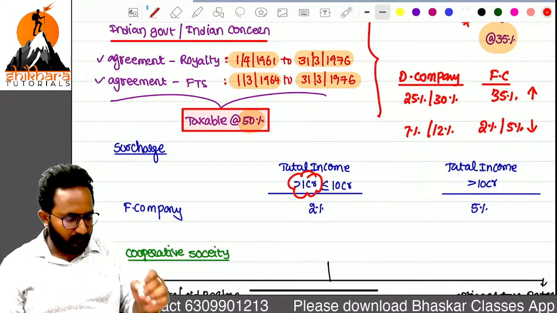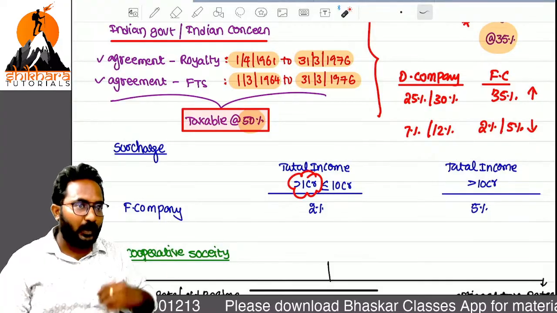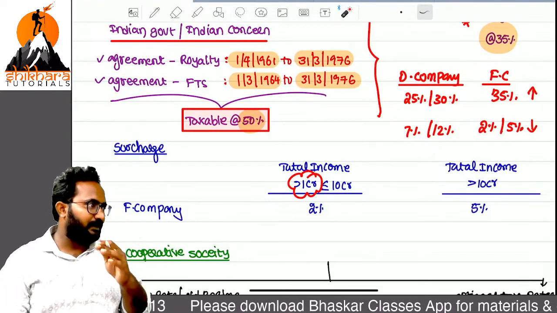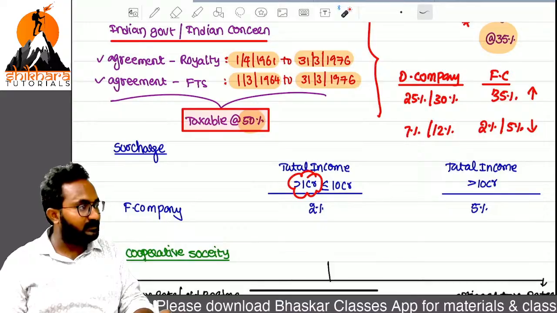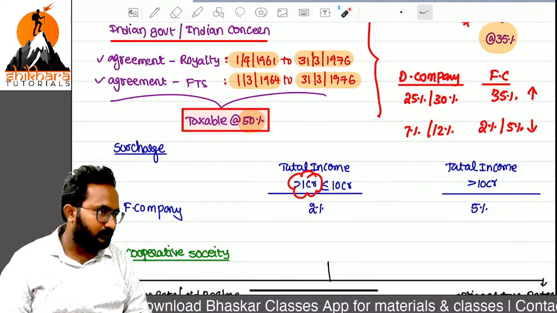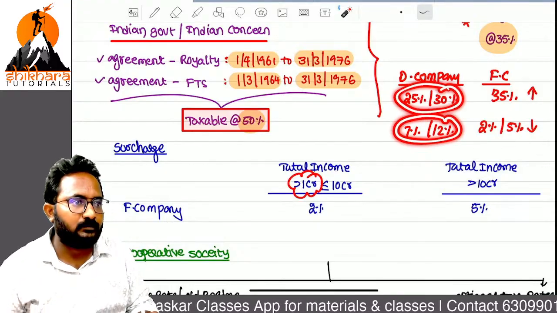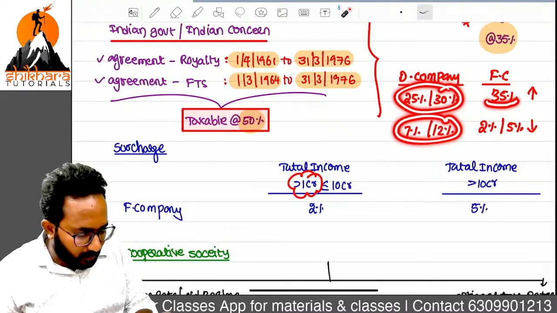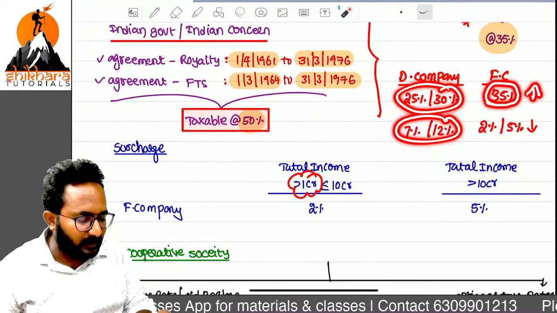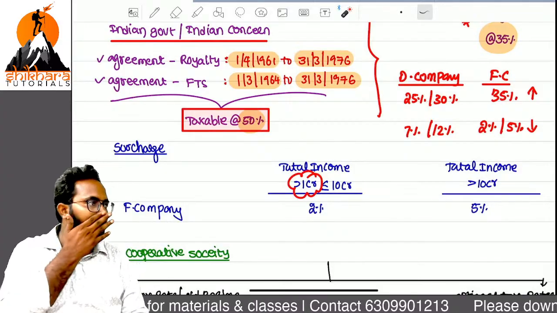So many students are thinking high surcharge rate, 7 and 12, for a foreign company. No, no, no. Many students think domestic company low surcharge, foreign company high surcharge. That logic you can't apply here. Generally it is 25-30, but here we collected 7 or 12. In this case we have already collected more income tax, that's why the surcharge rates are less. Are you clear up to now?